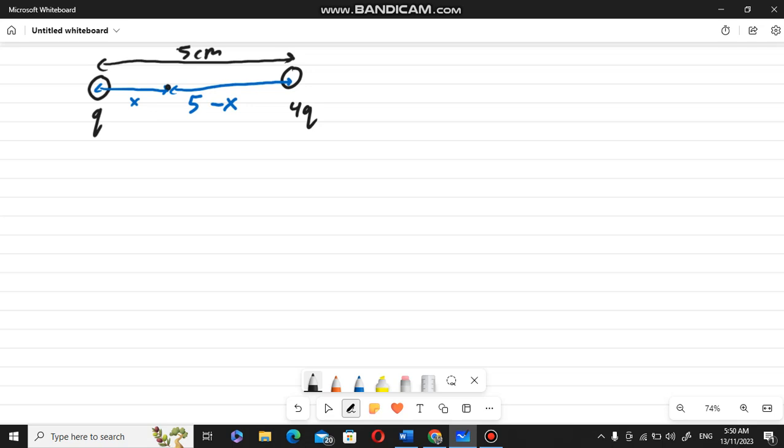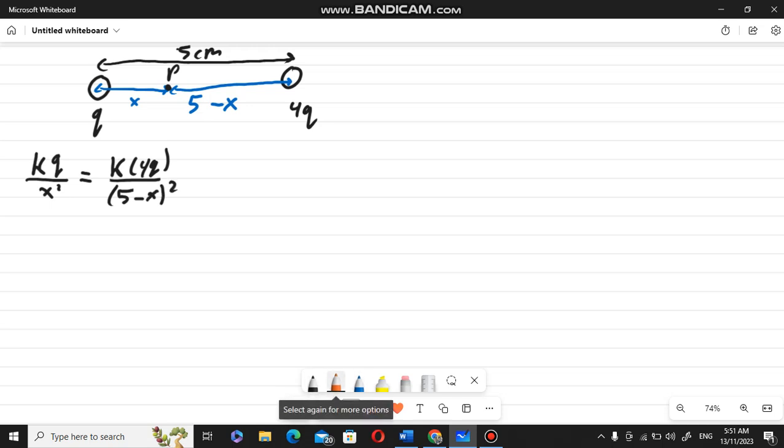Then you do the following. You use the equation for electric field from each charge on that point P. So for Q, it is separated a distance X from P. So we say that K times Q over X squared should be equal to K times 4Q over (5 minus X) all of it squared. Then we start cancelling similar terms on both sides. So K is cancelled with K, Q as a variable is cancelled with Q. So we are left with 1 over X squared is equal to 4 over (5 minus X) all of it squared.